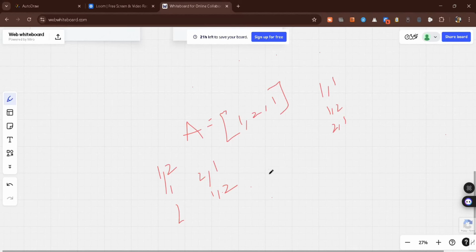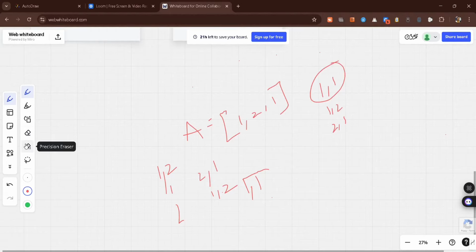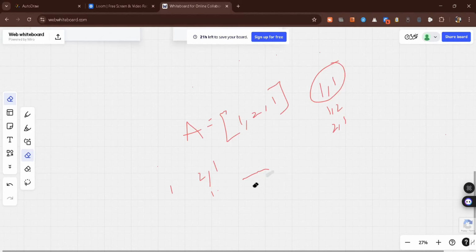But see, 1 comma 1 is not a subarray. In our question, 1 comma 1 is also a pair, but here 1 comma 1 is not a subarray. So the subarray criteria is not satisfied, so we can't use the subarray method here. Generation of subarrays we can't use here. So what can we use?